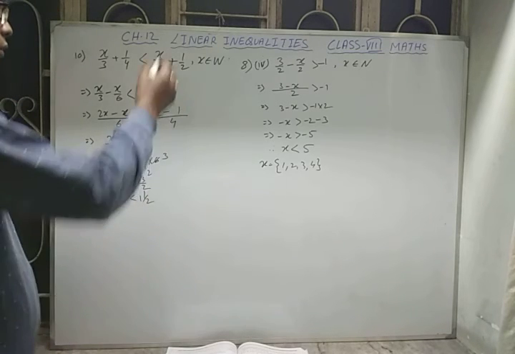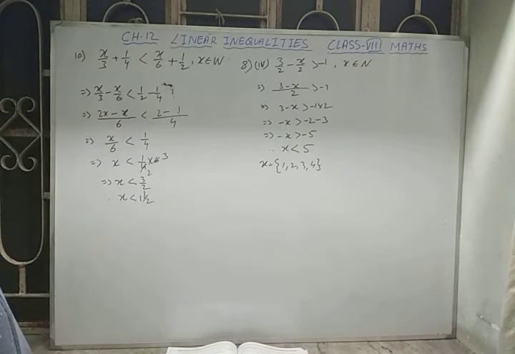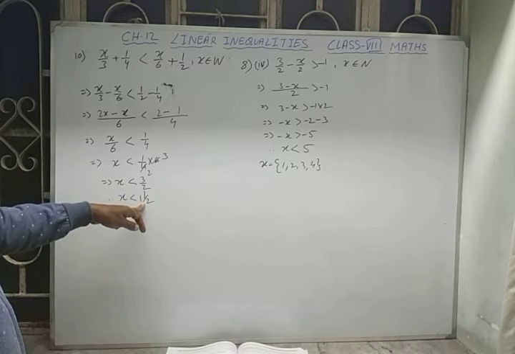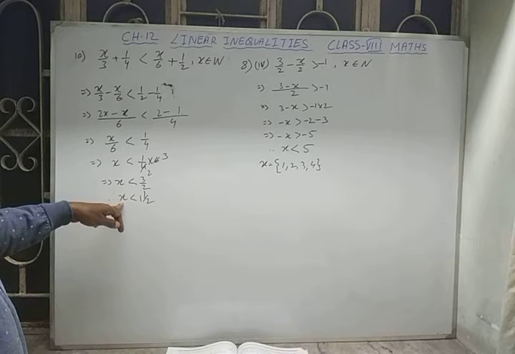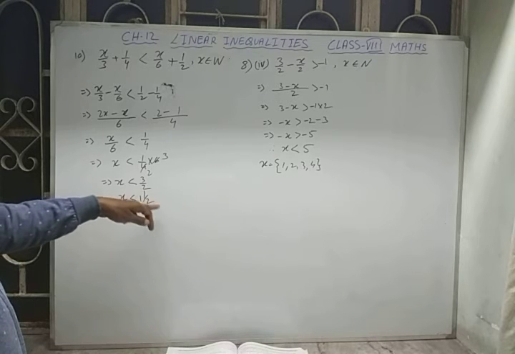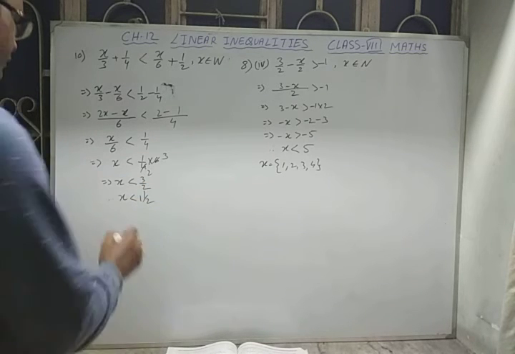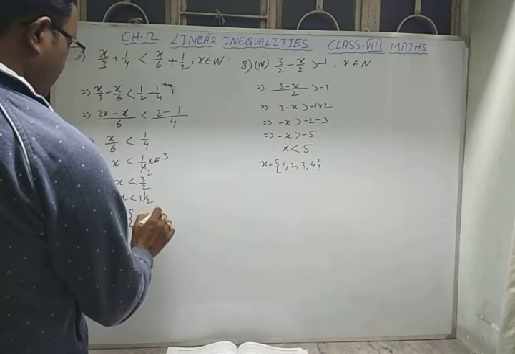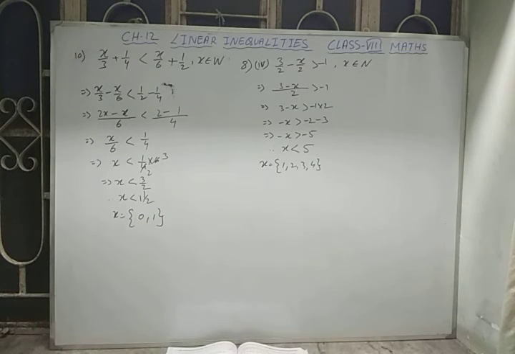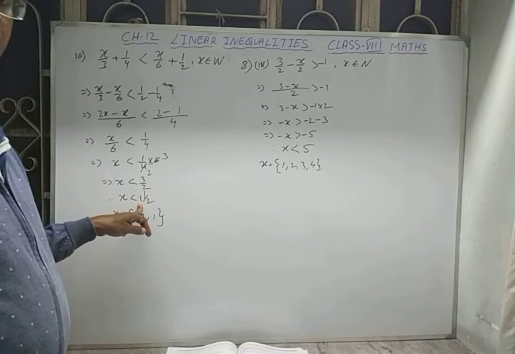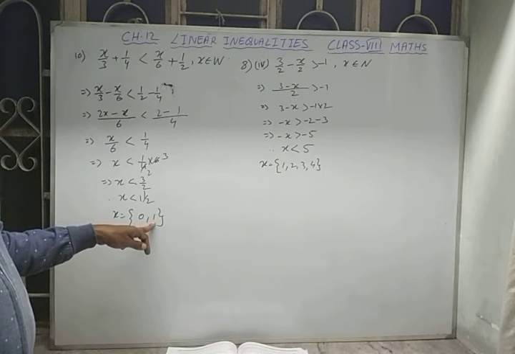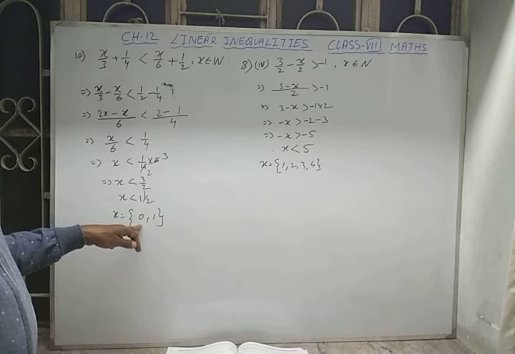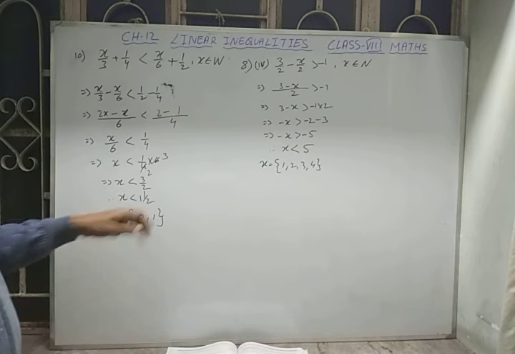So now the whole numbers which are less than 1.5, what will be the answer? It is 0 and 1 only. The answer will be only 0 and 1. Why? 0 is less than 1.5, 1 is also less than 1.5, and both are whole numbers. Okay, so this is the answer.